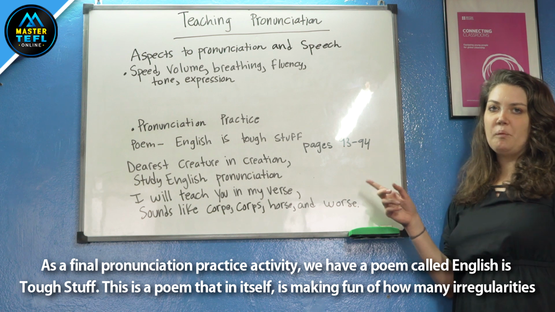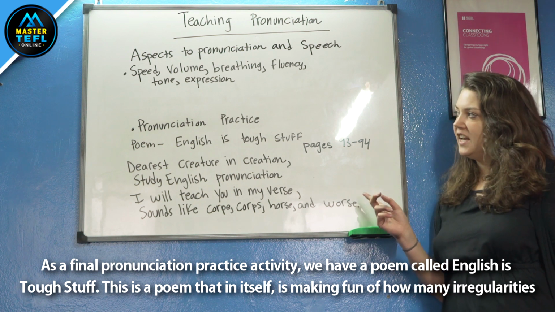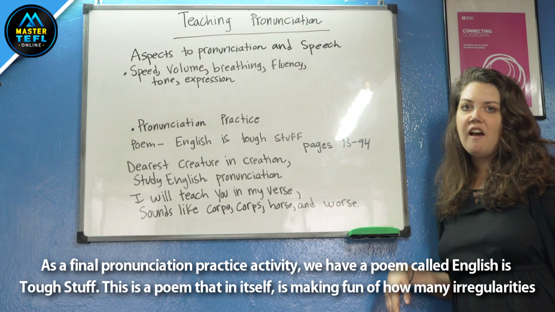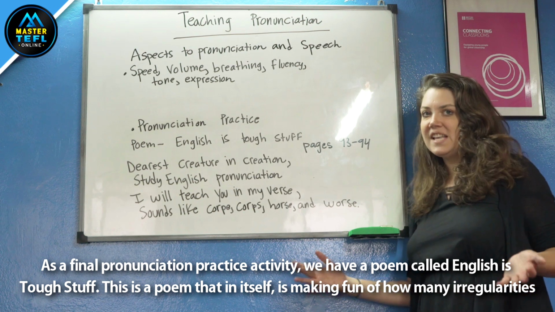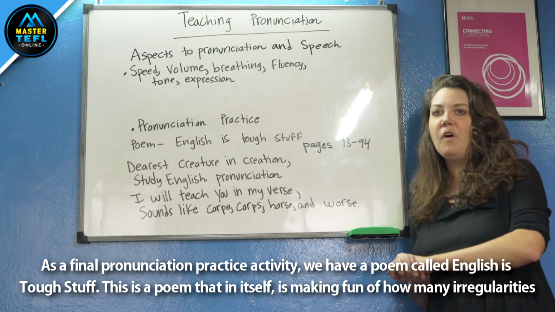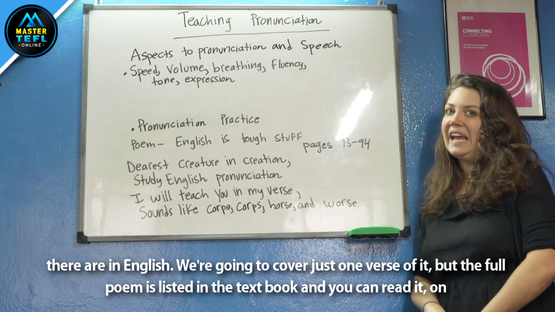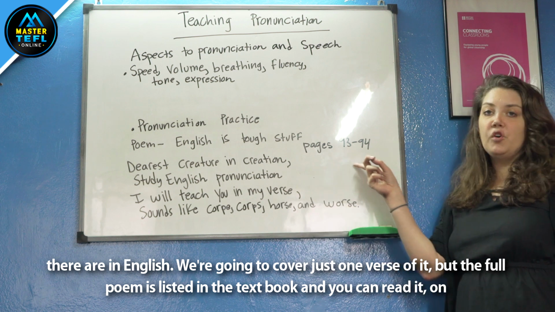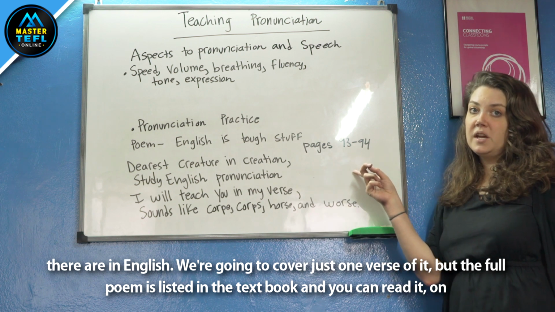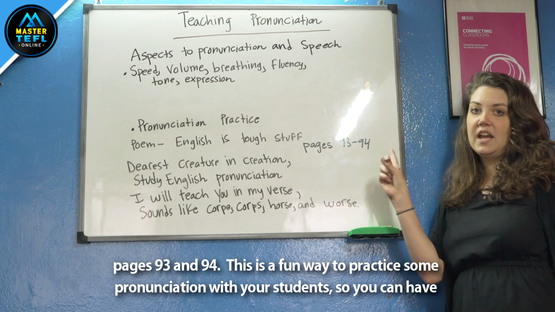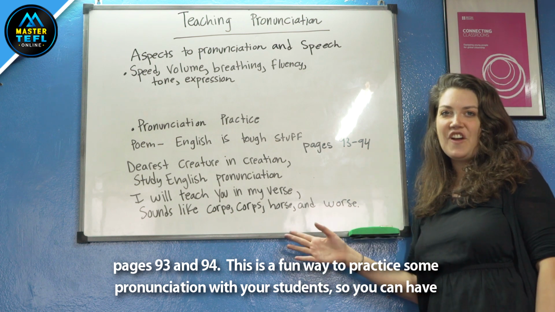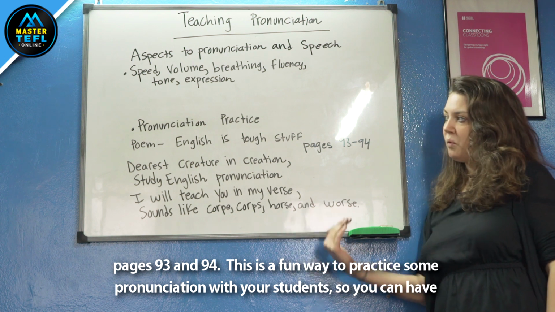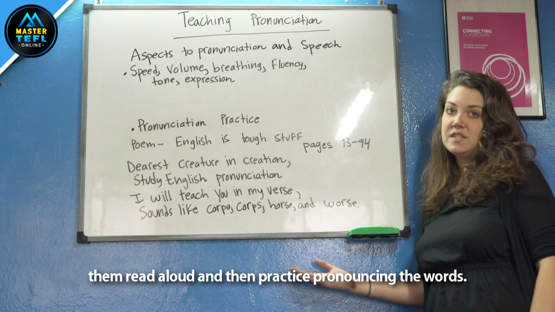And as a final pronunciation practice activity, we have a poem called English is Tough Stuff. And this is a poem that in itself is making fun of how many irregularities there are in English. And we're going to cover just one verse of it. But the full poem is listed in the textbook, and you can read it on page 93 and 94. So this is a fun way to practice some pronunciation with your students. So you can have them read aloud and then practice pronouncing the words.